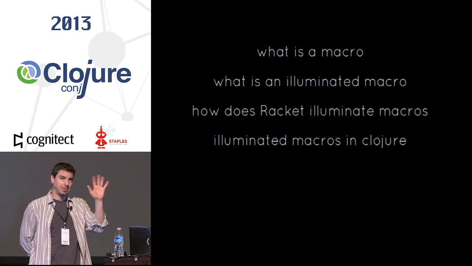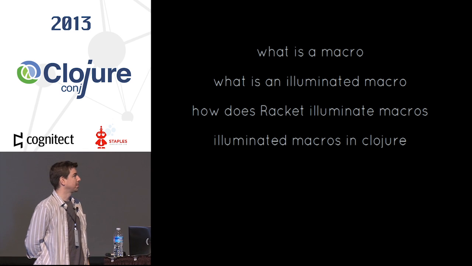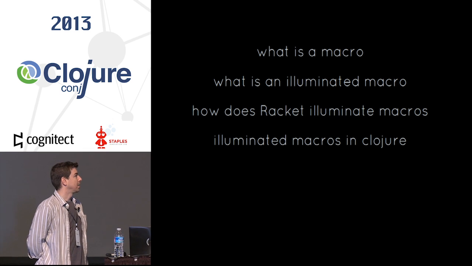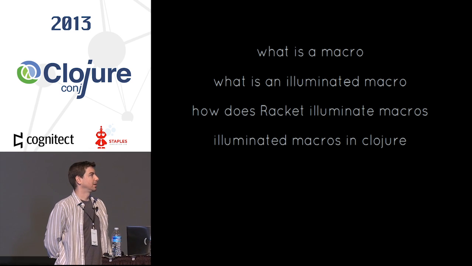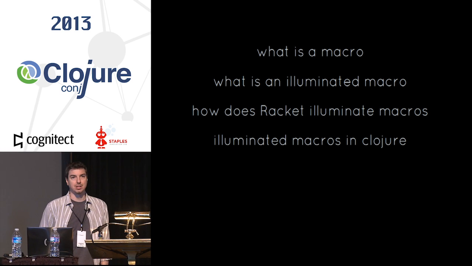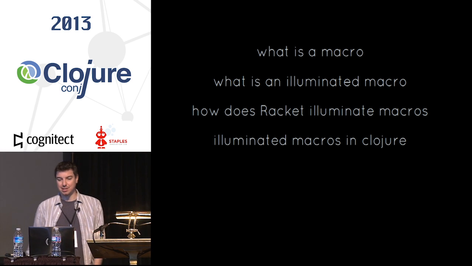So first I'll just talk a little bit about what a macro is, or some ways to think about it. We'll define what we mean by illuminated macros. Talk a little bit about how Racket illuminates macros, and then Jonathan will talk about how we can do illuminated macro things in Clojure.